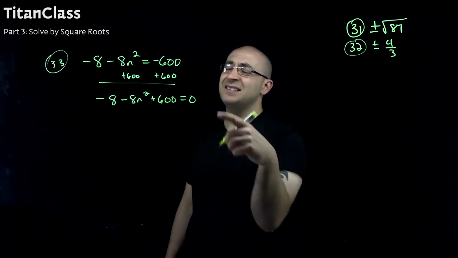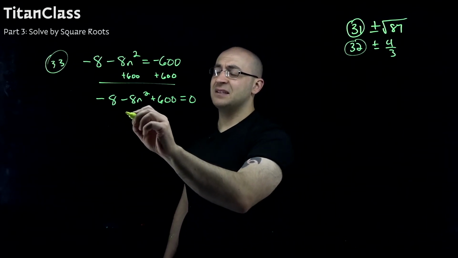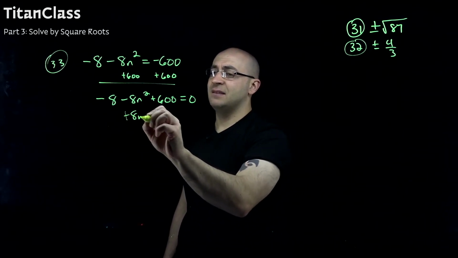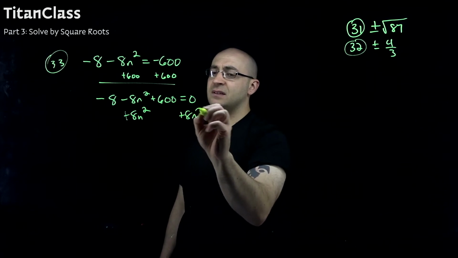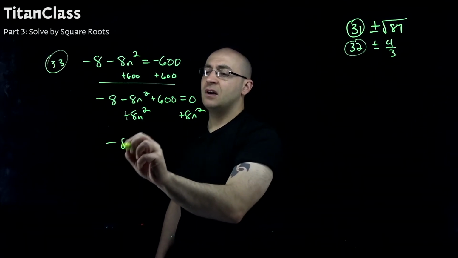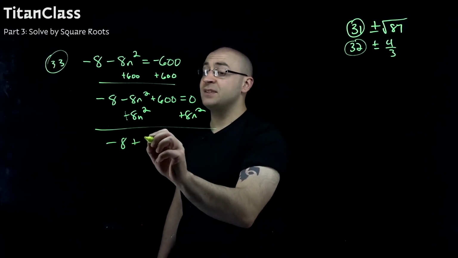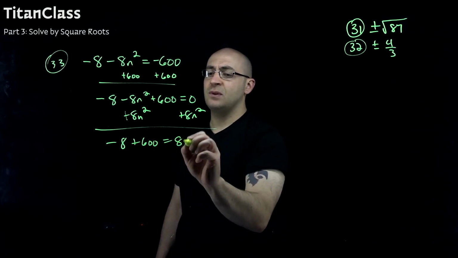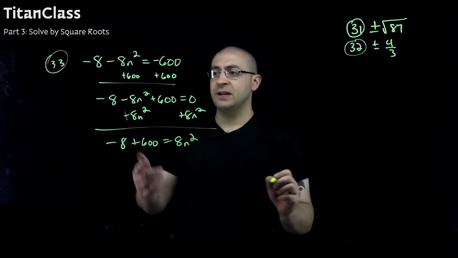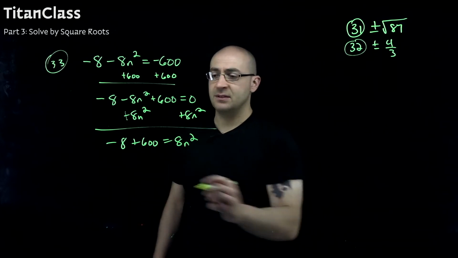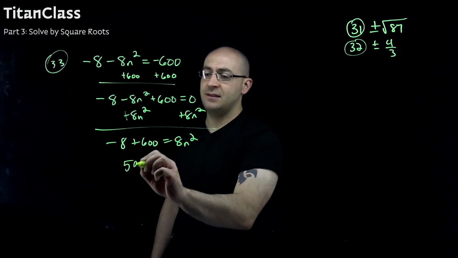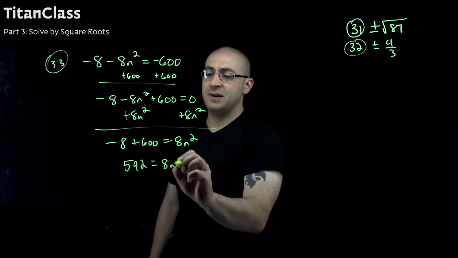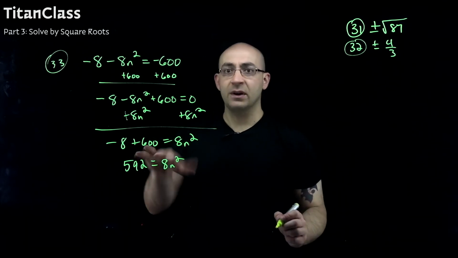All right, now let's move this 8n squared over to the right, because I don't want that there. I don't want the negative there. So now we have negative 8 plus 600 equals 8n squared. Now, we can combine the negative 8 and the 600, obviously, right? So that's going to be 592 equals 8n squared. And we could have combined it the first time, but I wanted to show these steps.